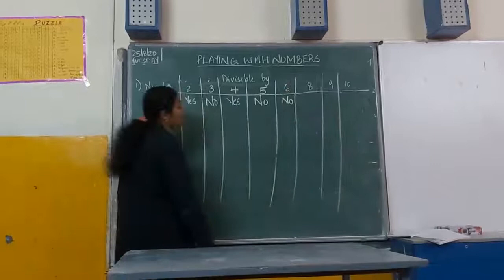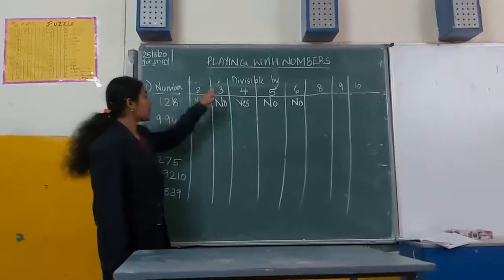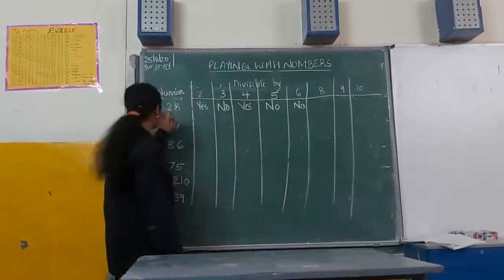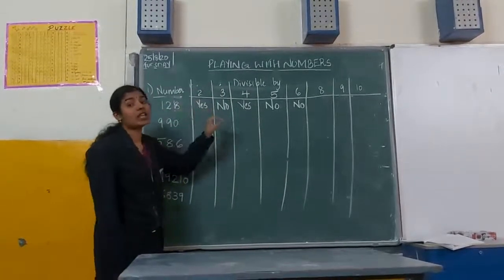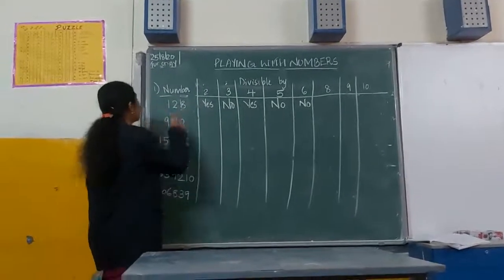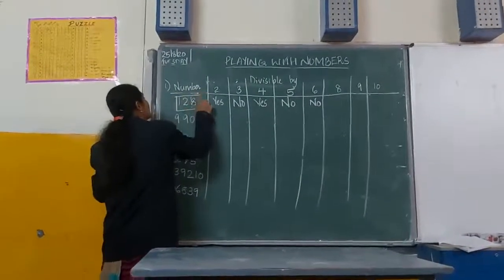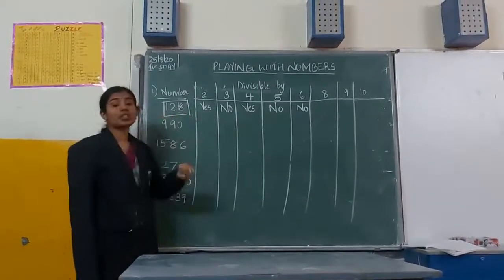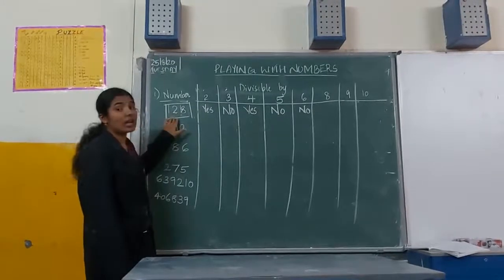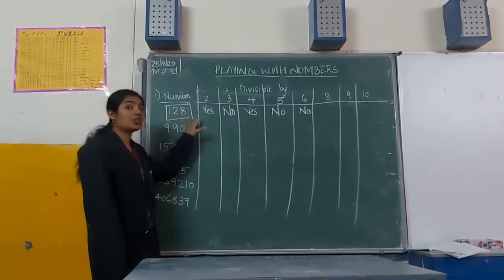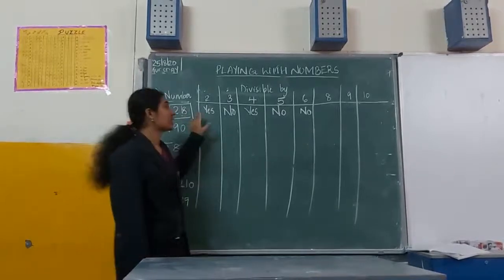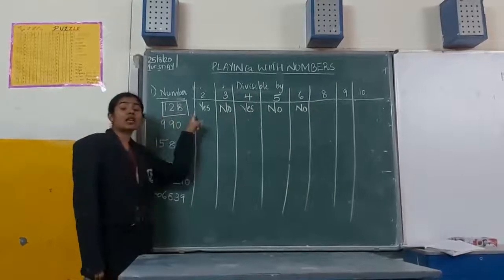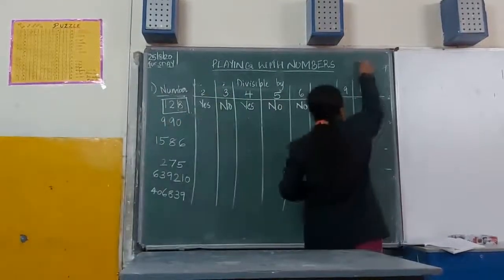Next number 8. Check the divisibility by 8. How to check the divisibility by 8? By seeing the last 3 digits of the number. See the last 3 digits of the number. That is the same number itself. And how to check the divisibility? The last 3 digits of the number should be divisible by 8. Then we can say the given number is divisible by 8. The last 3 digits mean that is the same number 128 itself.